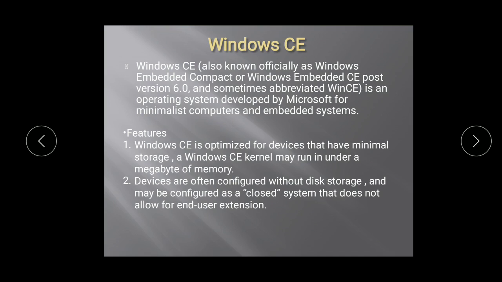So Windows CE generally works for Microsoft small computers, that is your tablets, PCs, laptops, everything, and the embedded systems also. So this Windows CE operating system can be used for embedded systems as well. So what are the features? Features of Windows CE: it is optimized for devices that have minimal storage. So normal storage, extended storage is not possible for Windows CE. A Windows CE kernel may run under a megabyte of memory. So it can only run in MBs, not in GBs.